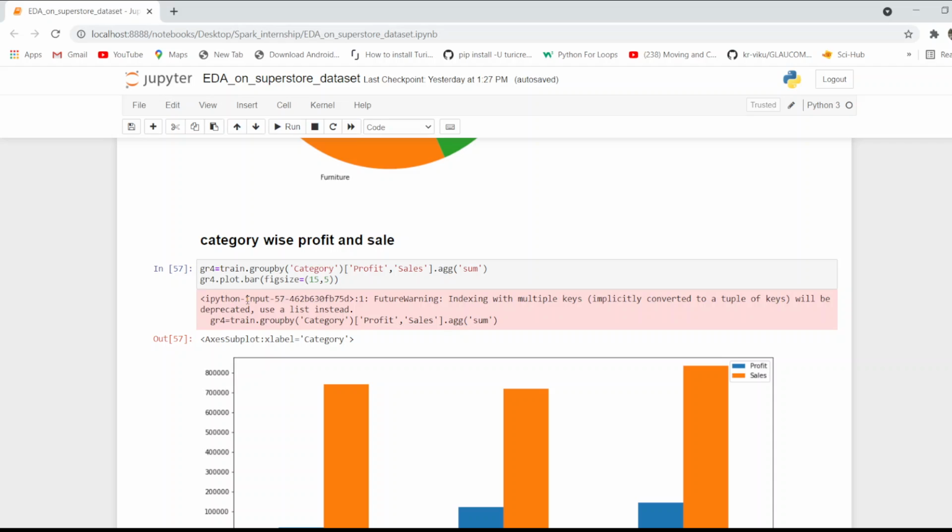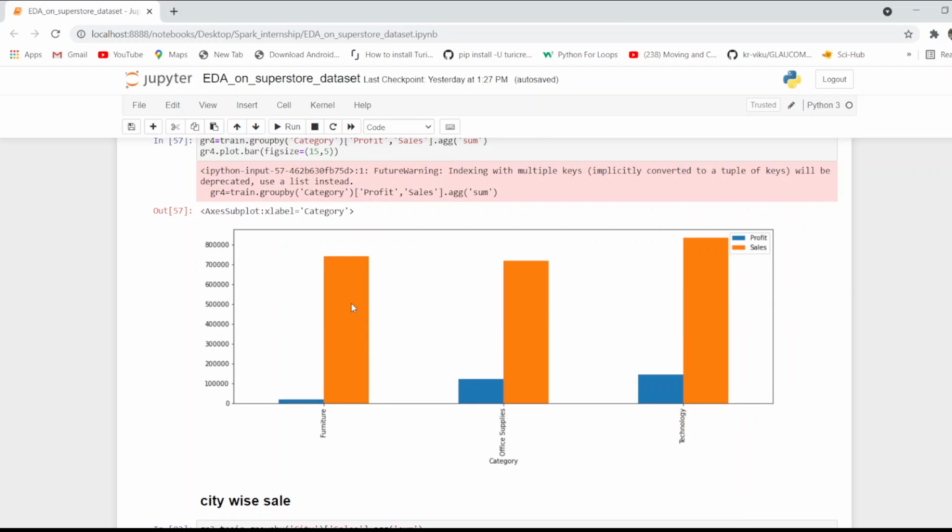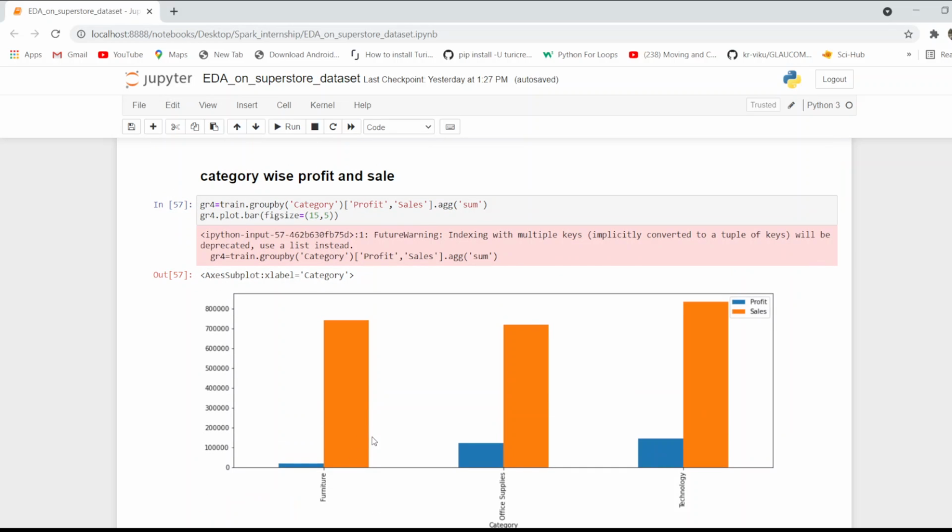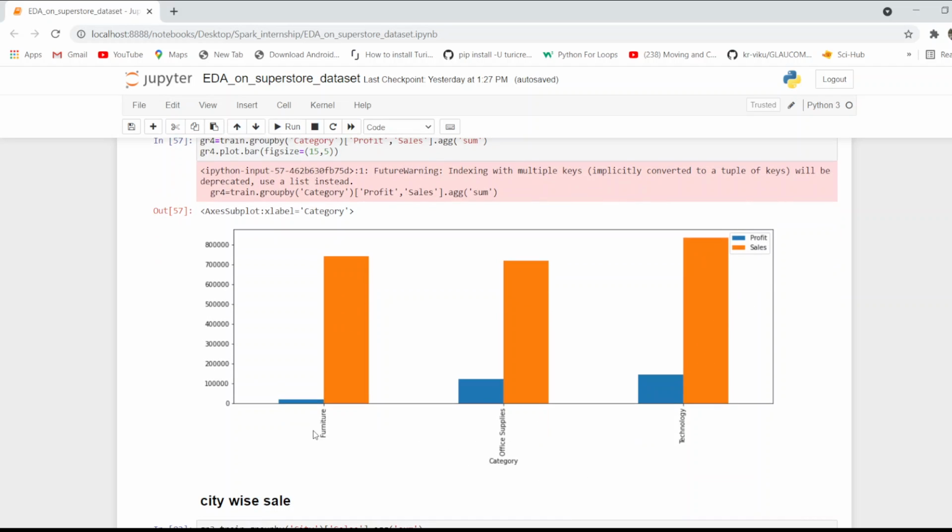Then I have used this command and grouped all of this by category wise profit and sales. You can see that furniture and technology sales are the highest, and office supplies and furniture sales are almost equal. The profit of technology is higher, office supplies is second, and furniture is the least profitable.